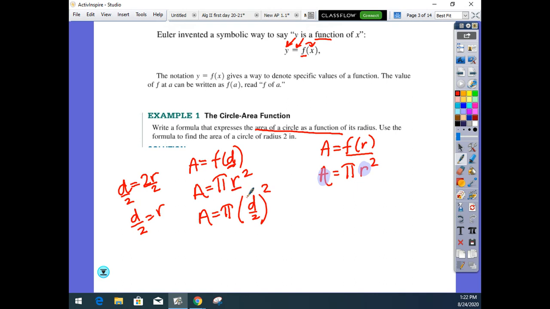So this is area as a function of its radius. This is area as a function of its diameter. So it shows you the difference. The question didn't ask for the diameter. I just wanted to show it to you so you could see the difference.